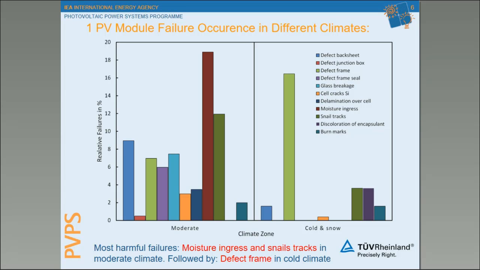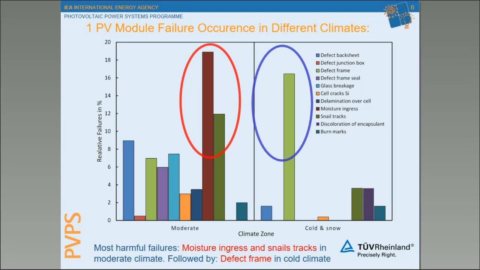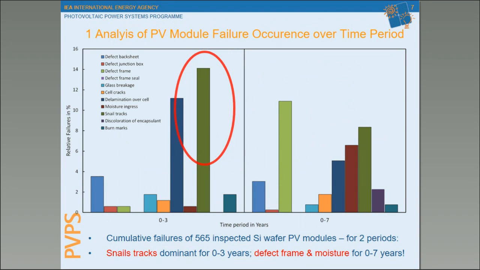And we have looked for two main differences of different climate zones, the moderate climate and the cold and snow climate. On the left-hand side, you see the most harmful failures with respect to the occurrence: moisture ingress and snail tracks in moderate climate. And for the cold climate, we have the defect frame, as could have been expected.